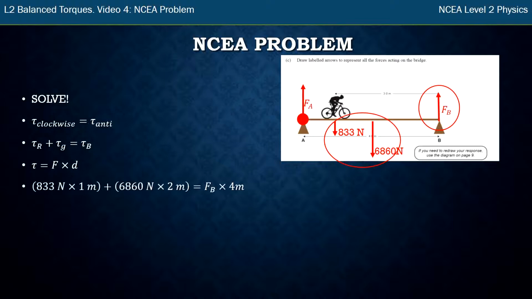I'm going to work out what that torque is. So the torque of the rider is equal to the force, 833, times the distance back to the pivot point, always to the pivot point. And the distance from the rider to the pivot point is 1 metre. My force of gravity is 6860, and it's 2 metres back to the pivot point. And that equals my torque from B, which is the force of B times the distance 4 metres back to the pivot point. And I can rearrange that and solve that, and if I do, I get force of B is equal to 3,600 newtons.